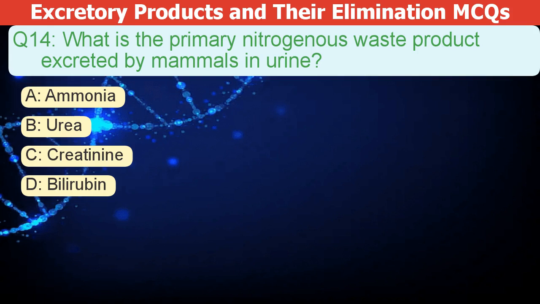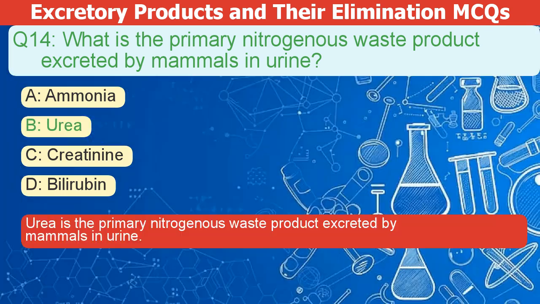What is the primary nitrogenous waste product excreted by mammals in urine? A. Ammonia. B. Urea. C. Creatinine. D. Bilirubin. The correct answer is B. Urea is the primary nitrogenous waste product excreted by mammals in urine.